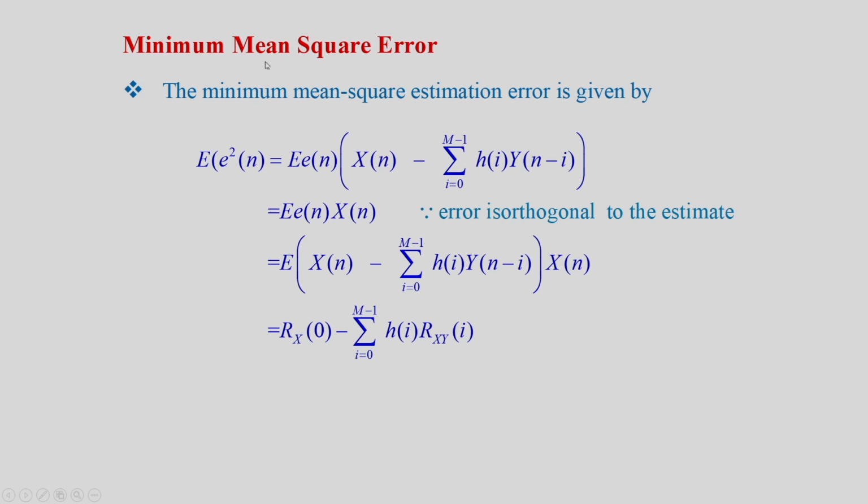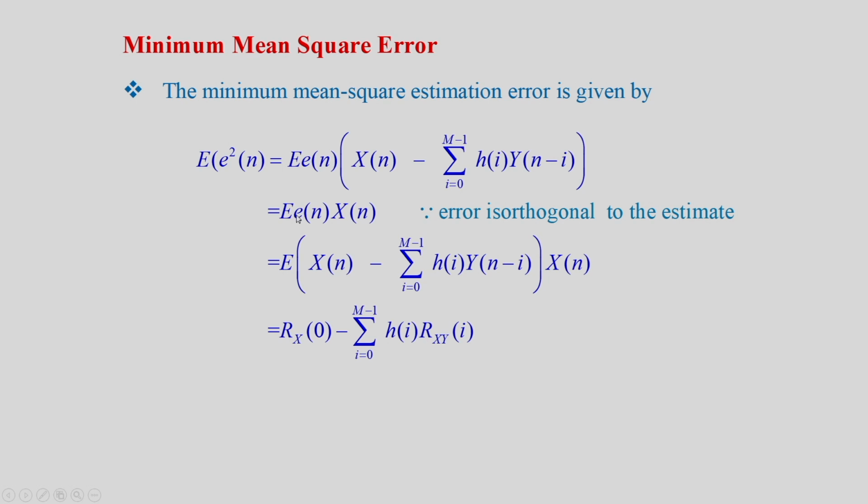Now, we have to find out the minimum mean square error of the FIR filter. The minimum mean square estimation error is given by E[e²(n)], that is E[e(n)(x(n) minus the estimate)], and using the orthogonality principle as I showed earlier, it will be E[e(n) x(n)]. Therefore, the mean square estimation error is equal to E[e(n) x(n)].